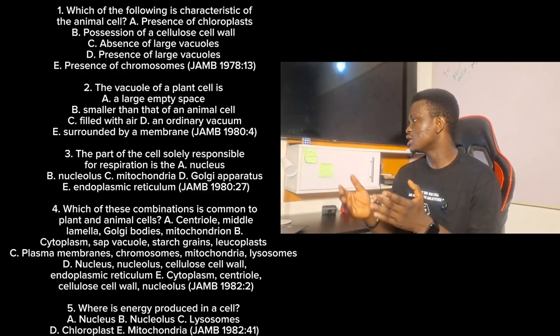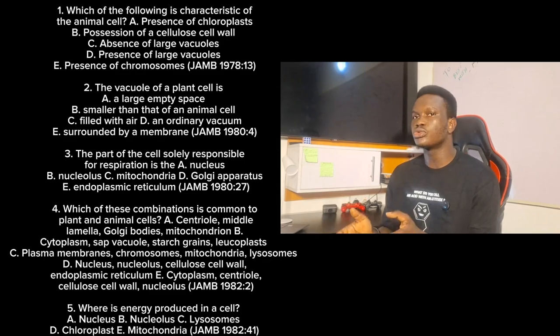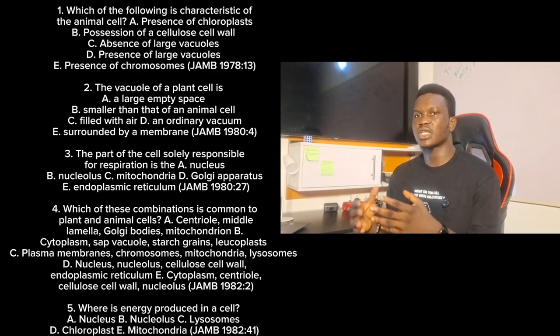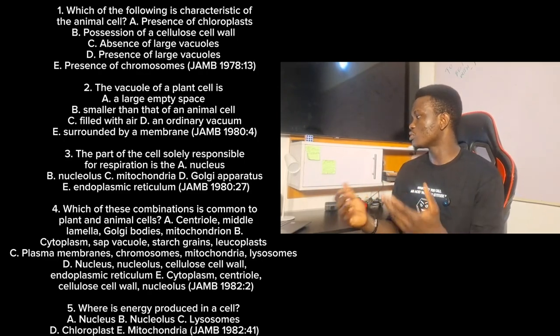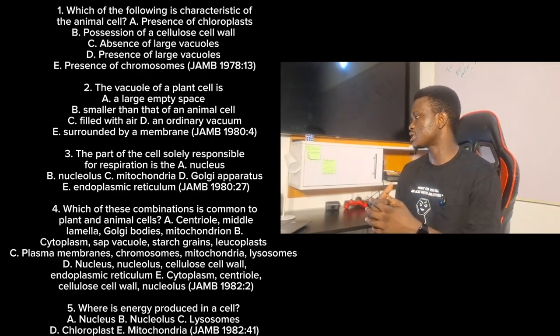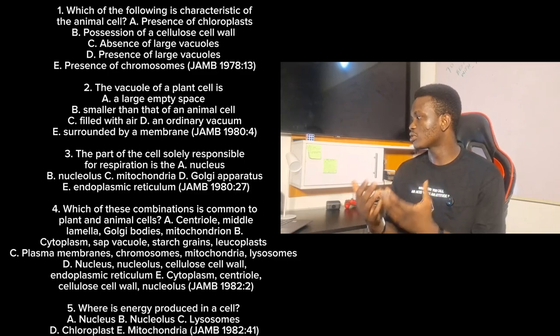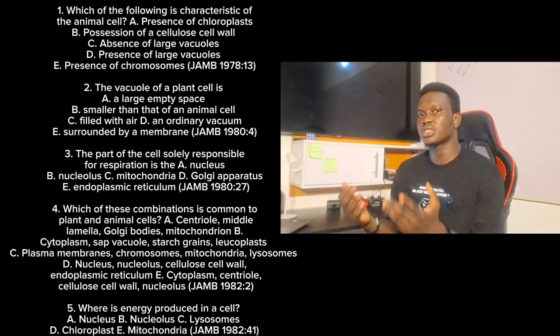So option B says cytoplasm, sap vacuole. Now, another thing is starch granules. Most are not supposed to see starch granules in animal cells, but fine. Even euglena still have starch granules that we call paramylon granules. But let's move on to the other options to see which one is best. C, plasma membrane, yes. Chromosomes, yes. Mitochondria, yes. And lysosome. So which means that our best option is option C.